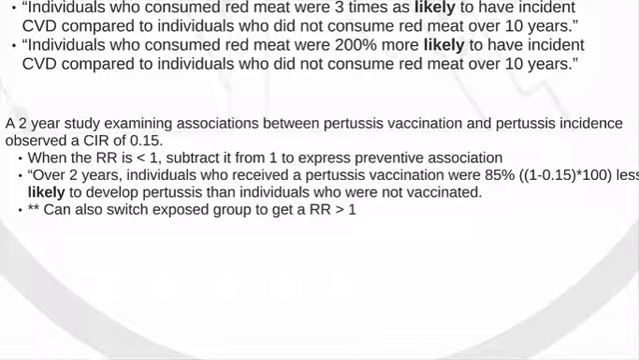So what we do is we can flip it. When a relative risk is less than 1, you subtract it from 1 to express the preventive association. So, going through this: over 2 years, individuals who received a pertussis vaccination were 85% less likely to develop pertussis than individuals who were not vaccinated. So we had 1 minus 0.15 and times 100.